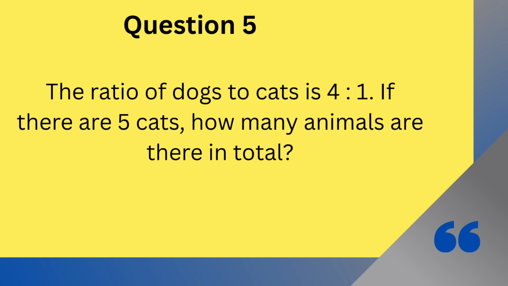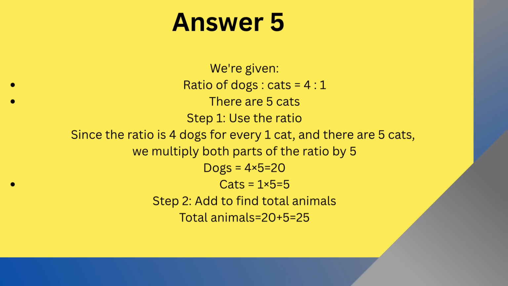Question 5. The ratio of dogs to cats is 4 to 1. If there are 5 cats, how many animals are there in total? Answer 5. We're given the ratio of dogs to cats equals 4 to 1. There are 5 cats.